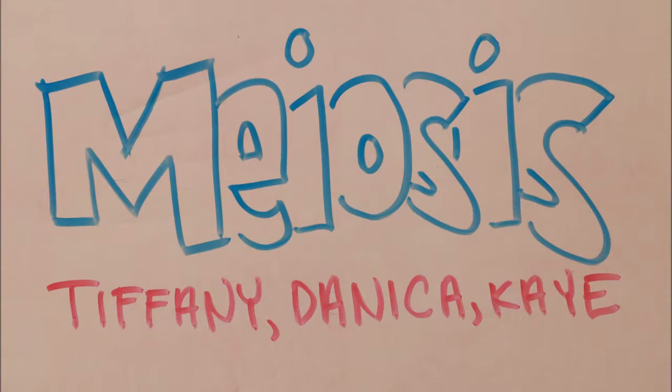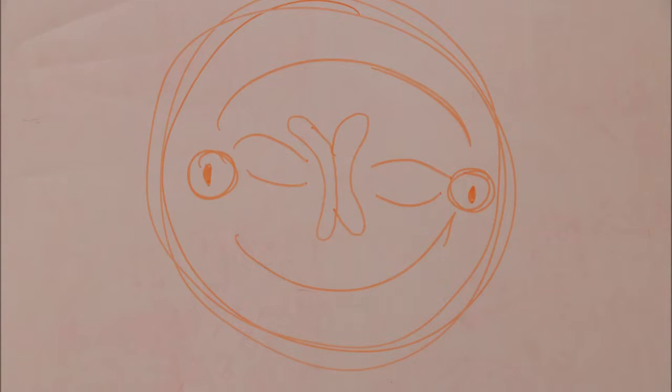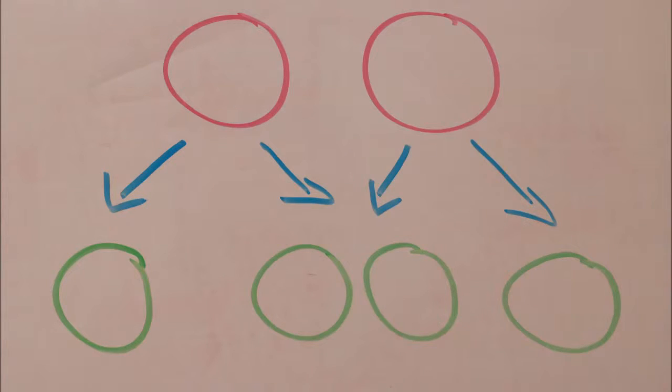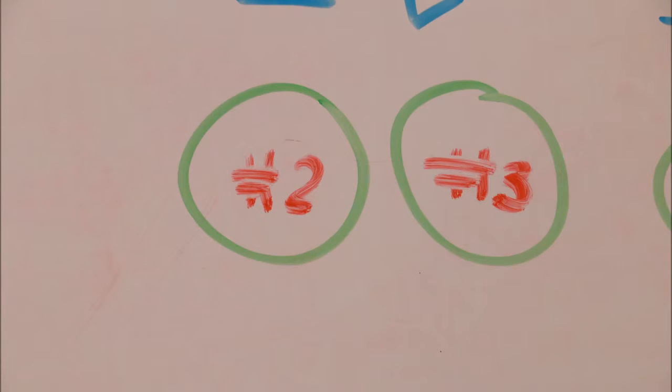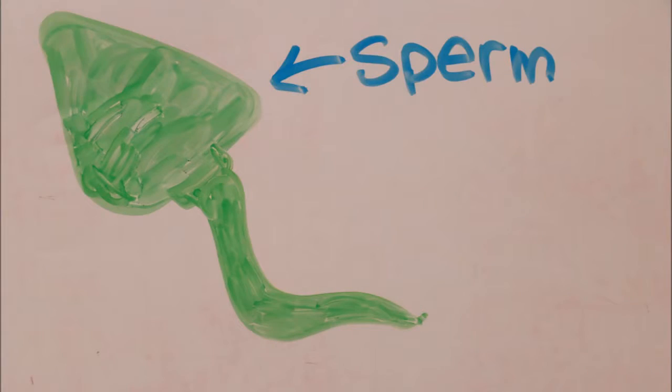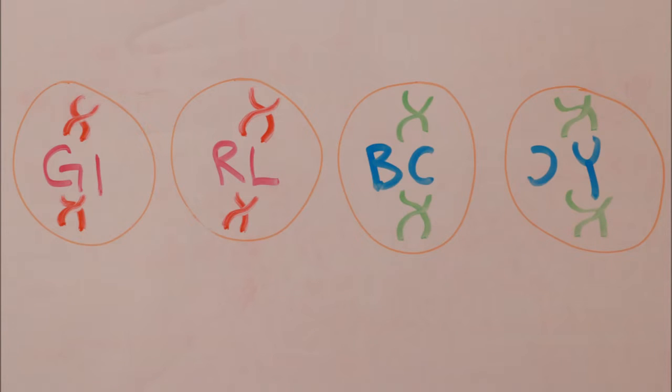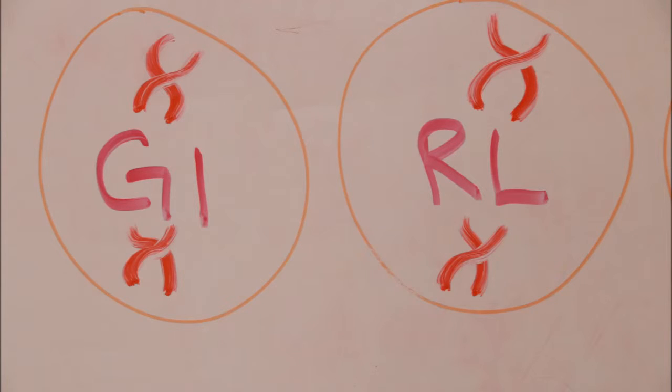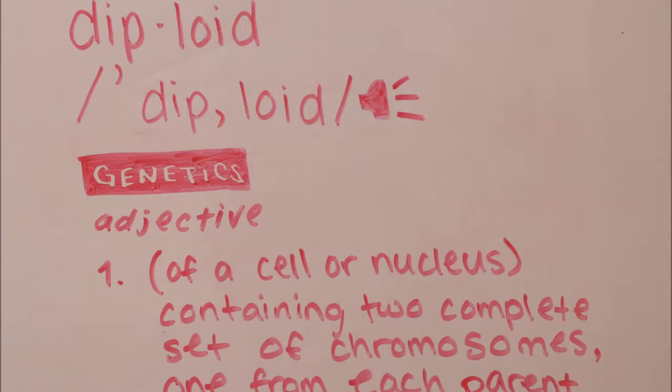Meiosis. Meiosis is the process when a single cell divides twice to produce a total of 4 cells. These 4 cells are our sex cells or gametes, sperm for males and eggs for females. These 4 cells contain only half the parent cell's chromosomes, a haploid.